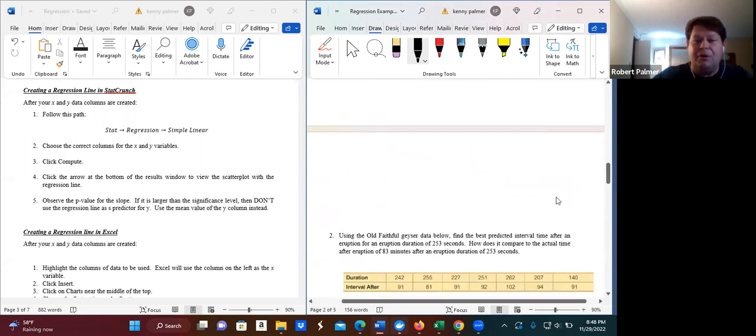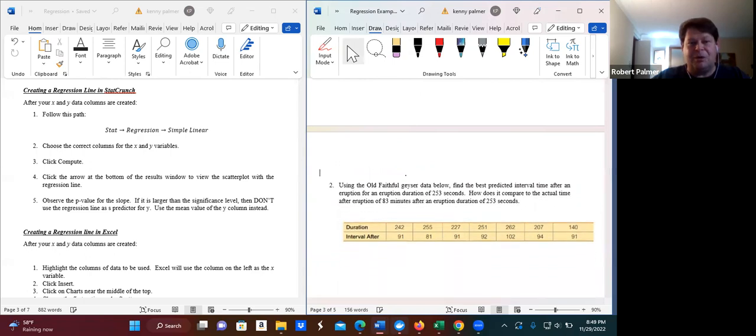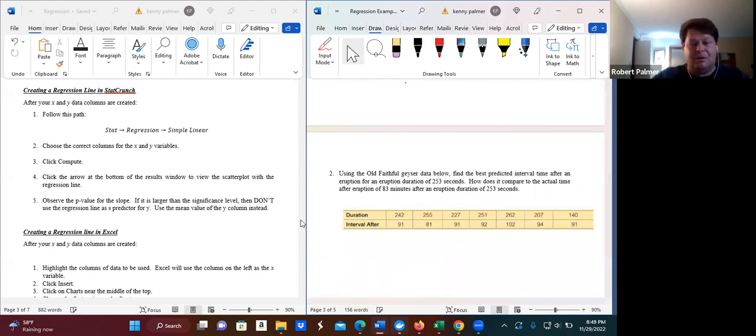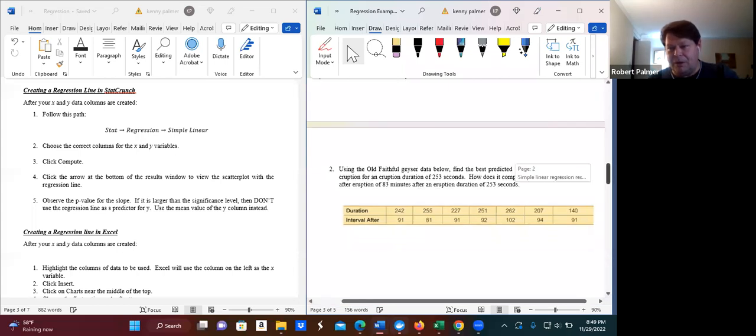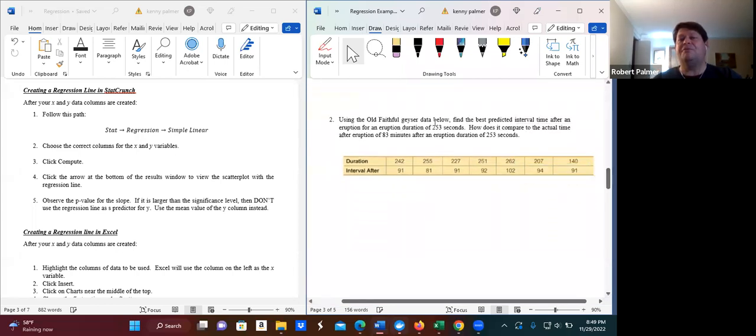All right, so now let's take a look at our second example. We'll explain in general how to do this method. It says, using the Old Faithful geyser data below, find the best predicted interval time after eruption, for an eruption duration of 253 seconds. How does it compare to the actual time after eruption of 83 minutes, after an eruption duration of 253 seconds? So we're going to find the regression line. We do a couple things.